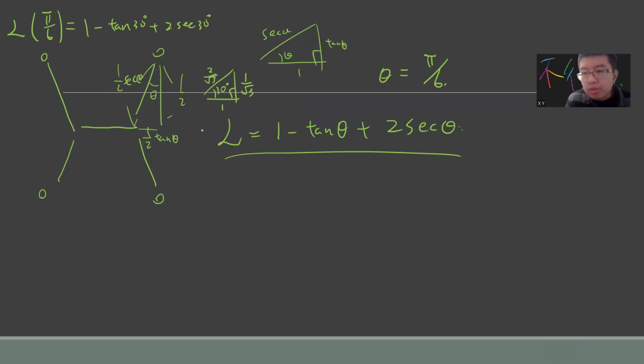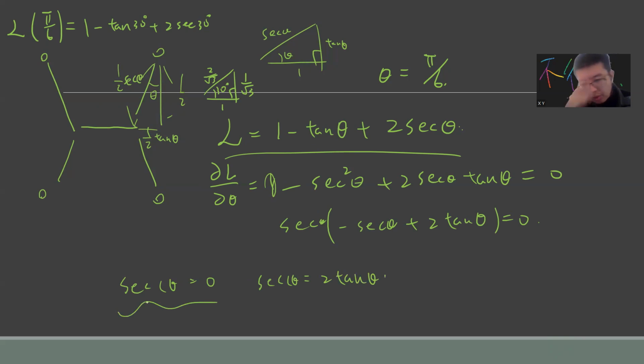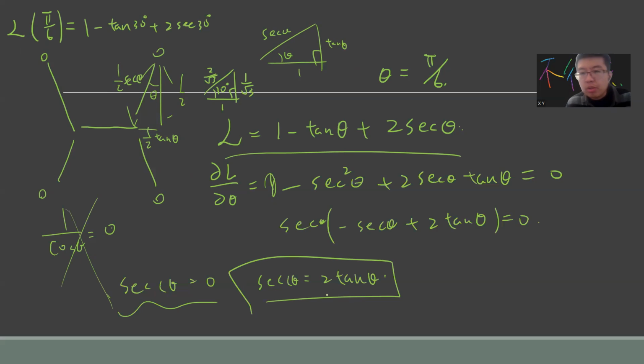The rest is just differentiation with respect to theta. The derivative of minus tangent is minus secant squared, and plus 2 secant tangent. We want to set it to 0, so we get secant times (negative secant plus 2 tangent theta) equals 0. So either secant is 0, which means 1 divided by cosine is 0 and doesn't make sense, or the only possible solution is secant equals 2 tangent.